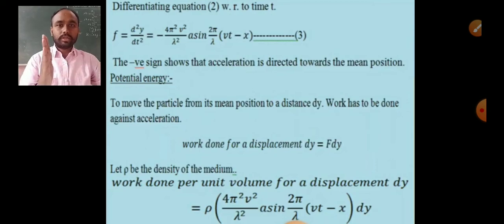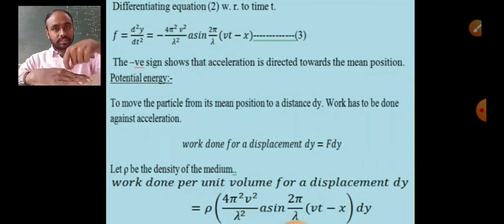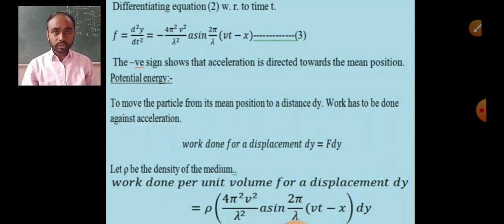Now let us consider this is the mean position and this is the particle. The wave will be like this. So, this is the mean position, and the particle performs simple harmonic motion in this vertical direction. But what we have seen is that in simple harmonic motion, particles are always pulled towards the mean position. That is what the negative sign indicates in this acceleration term. Acceleration is always directed towards the mean position, and if the particle has to perform simple harmonic motion, it has to pull itself against the acceleration. Acceleration is pulling towards the mean position, but the particle has to perform simple harmonic motion, so it pulls against the acceleration, and that requires some work, which is done against the acceleration.